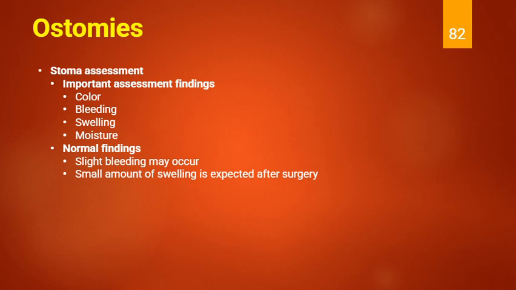When inspecting the stoma, the nurse should assess for changes in color, bleeding, swelling, and moisture. A small amount of bleeding around the stoma can occur because the tissue contains many small blood vessels and is easily irritated. However, excessive bleeding should be reported immediately to the healthcare provider. Mild swelling or edema is also expected shortly after surgery due to surgical manipulation of the bowel.